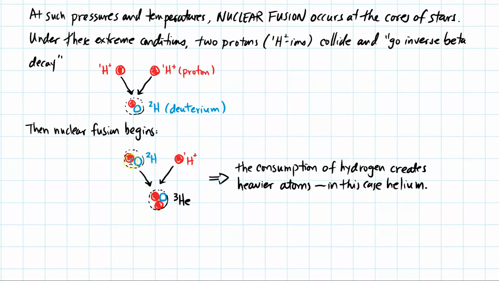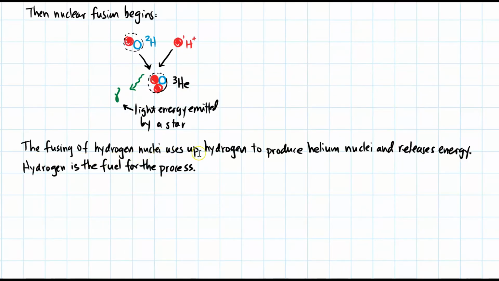In other words, these hydrogen atoms don't exist anymore. Only these helium nuclei exist. That is, the consumption of hydrogen creates heavier atoms. In this case, it's helium. But this consumption of hydrogen produces gamma rays. And in gamma rays, this is the light that's emitted by a star that we typically see. And the fusion of hydrogen nuclei uses up hydrogen. In other words, it consumes hydrogen. And as you consume hydrogen, you produce helium nuclei. And in this process, you release energy. Hydrogen is the fuel for this process.